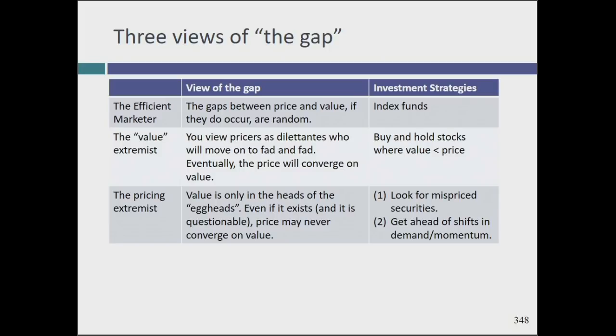Then you have the person who hangs out in Omaha. I call these the value extremists, who believe that they are the righteous ones. They've estimated the value, and it's the market that's at fault for coming up with a different price, and the price will move towards the value. It's almost an article of belief. And third, there are the pricing extremists. There's this value thing. Who cares? There's no such thing as value. You buy at a low price, you sell at a high price.